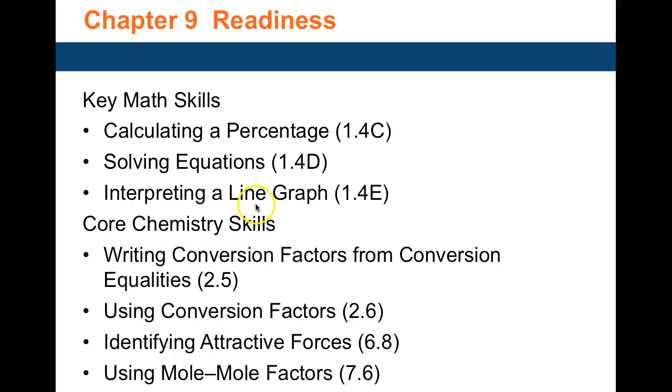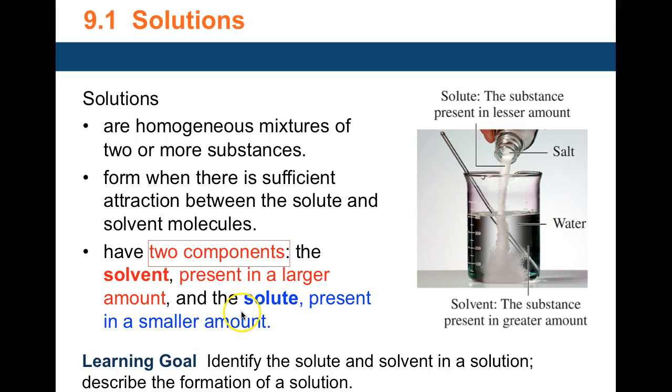So some of the skills that are going to be carrying over from chapters 1, 2, 6, and 7 is again solving the equations, conversion factors, equalities, and then this is important from chapter 6, applying what those attractive forces are, especially hydrogen bonding, and then the dipole-dipole interactions. And then using stoichiometry, especially after we learn chapter 7, and applying mole-mole factors. So what exactly is a solution?